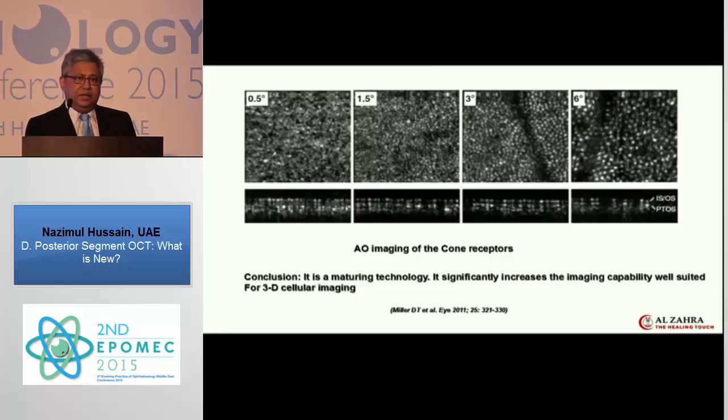So the cone receptor disease or the outer segment disease can easily be understood, and this has become very important in genetically linked disease of the photoreceptor. So it is still a maturing technology, and it increases the imaging capability of 3D cellular imaging.